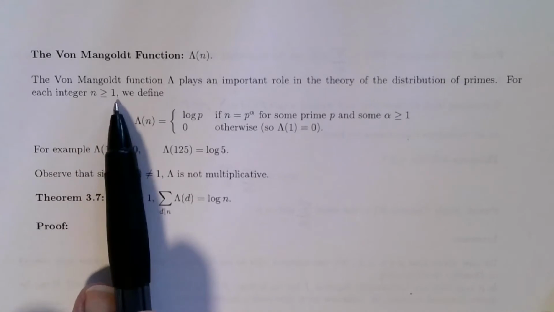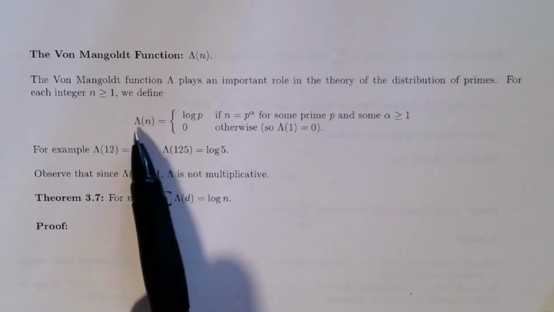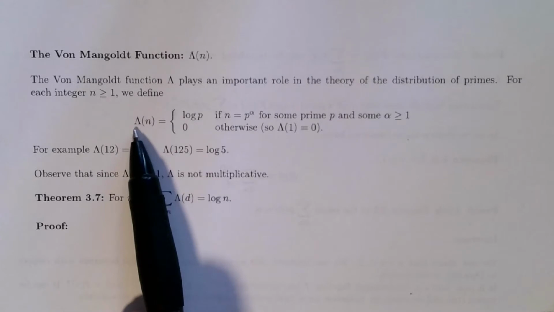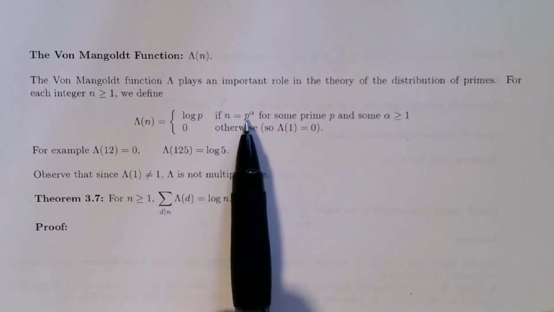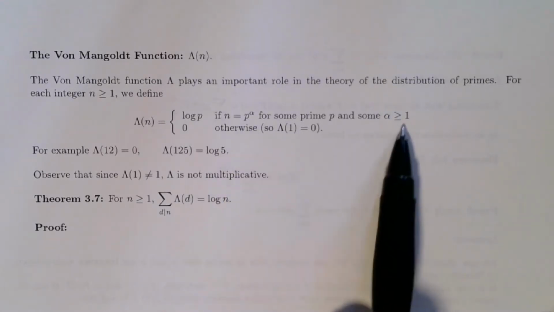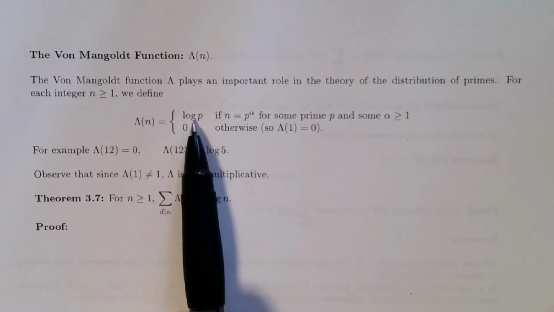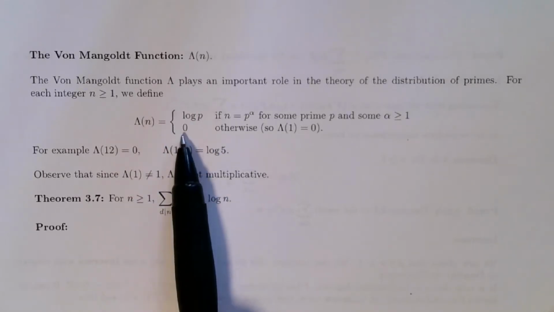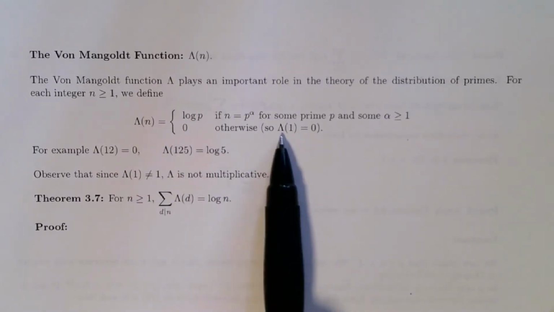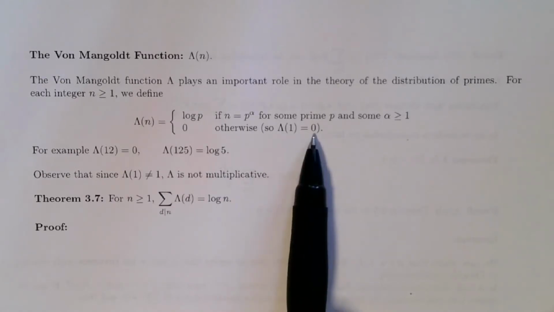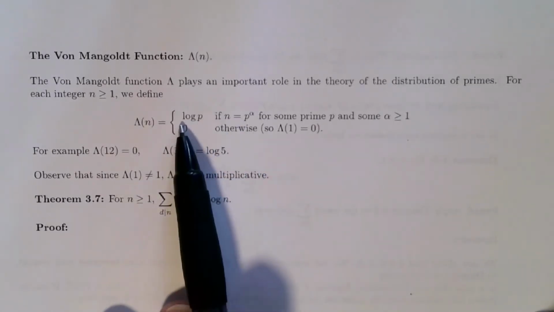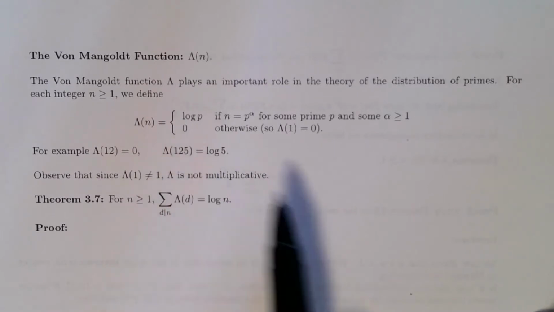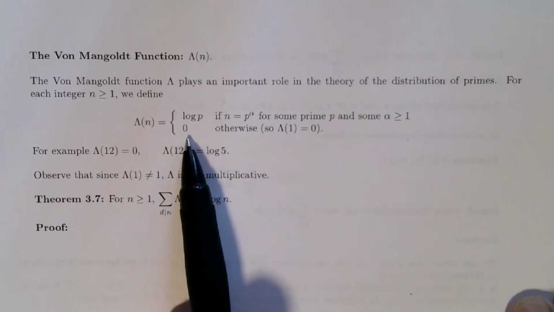For each integer n bigger than 1, we define capital lambda of n, that's a capital Greek lambda: if n is a power of a prime, p to the alpha, where alpha is bigger or equal to 1, then you simply take the log of p, and it's 0 otherwise. And we define lambda of 1 to be 0. So it's an interesting function. If your number n is a prime power, then it just takes the log of that. So this is really picking out prime powers, and it sends everything else to 0.